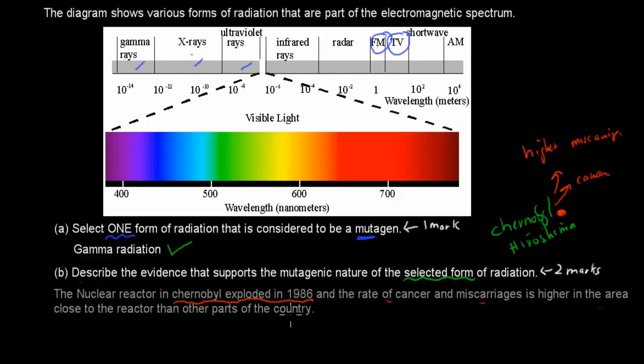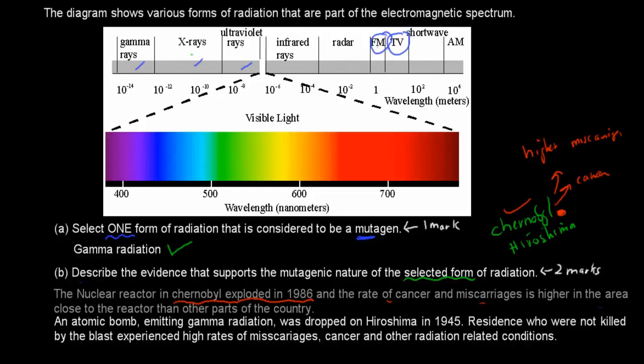So again, that's evidence that it's causing mutations, because people exposed to the actual gamma radiation had higher rates of cancer and miscarriages. That was the first one, Chernobyl, and then I talked about Hiroshima as well. An atomic bomb emitting gamma radiation was dropped on Hiroshima in 1945. Residents who were not killed by the blast experienced high rates of miscarriages, cancer, and other radiation-related conditions.